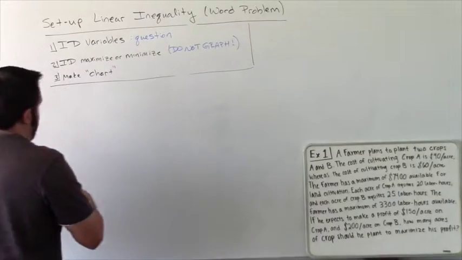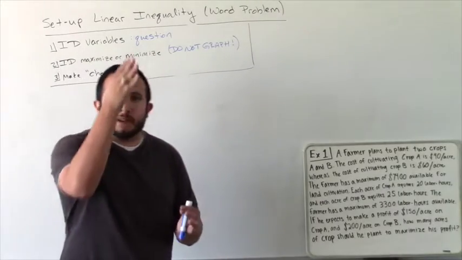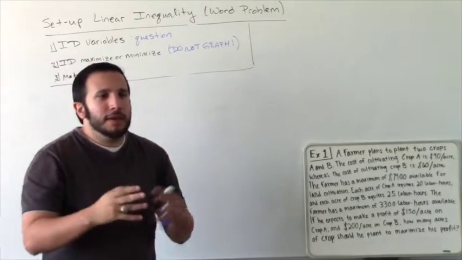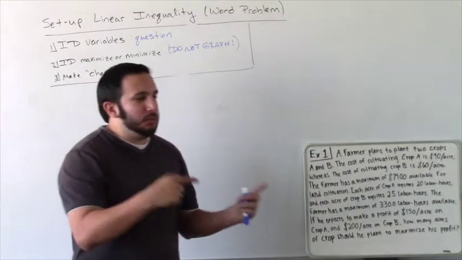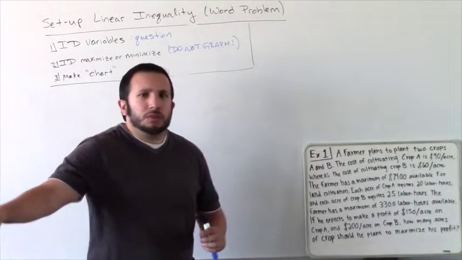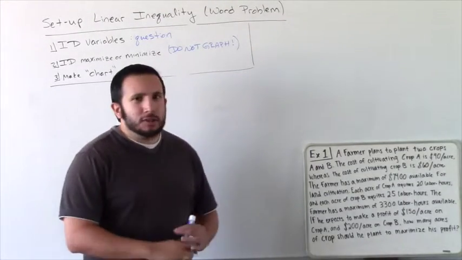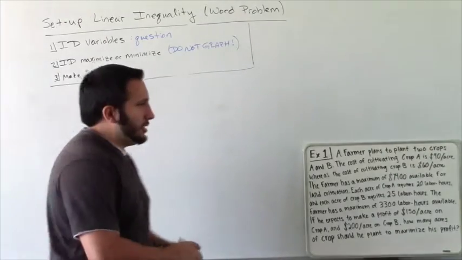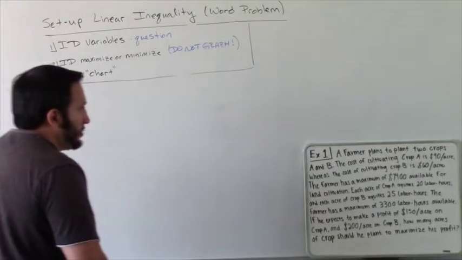Then, the last thing you're going to do is kind of make that quote-unquote chart. Line up your x's and your y's in a column, and then we'll just go from there, just like we did with the linear equations. And we'll leave a link in the description if you haven't watched that yet, but it's going to be the exact same process. So let's go ahead and take a look at this problem.